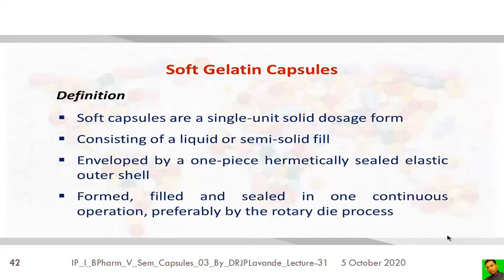Now, as far as the definition is concerned, soft gelatin capsules are a single unit solid dosage form. So again, the soft gelatin capsule is an example of a solid dosage form, and it is a single unit like the hard gelatin capsule and the tablets. They consist of a liquid or semi-solid fill. In the case of the tablet and the hard gelatin capsule, we cannot administer liquid or semi-solid components or materials.